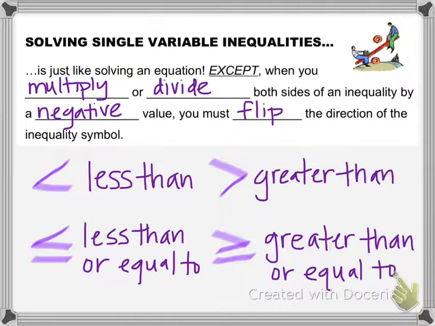Here's a reminder of what each symbol is called. We have less than or equal to, greater than or equal to. When you're solving an inequality, you're not finding the one value of the variable that makes both sides true like in an equation. You're solving for all the numbers that make it true. So our answer won't be one number, it might be all the numbers less than another number, or all the numbers greater than or equal to another number.